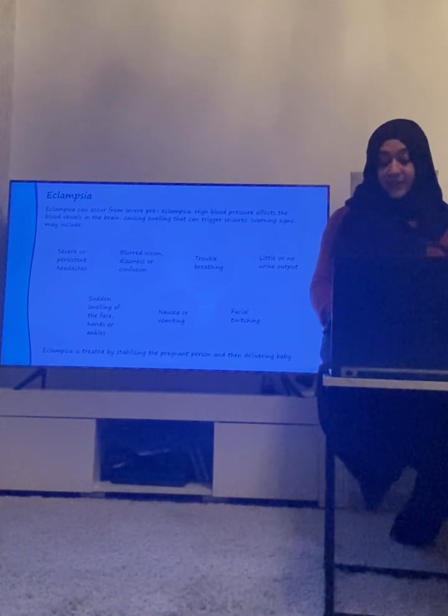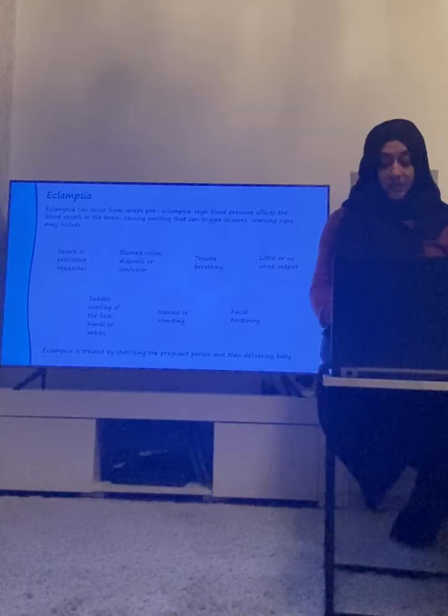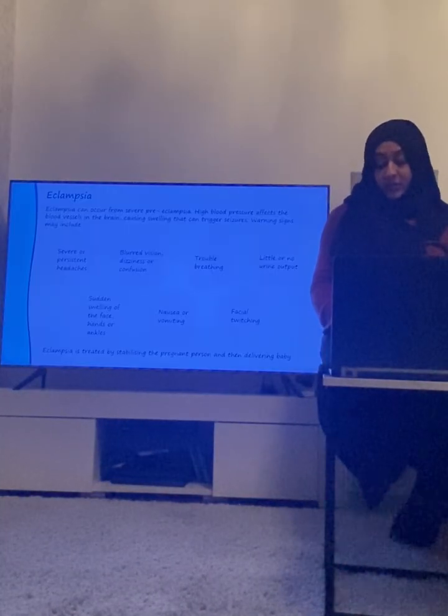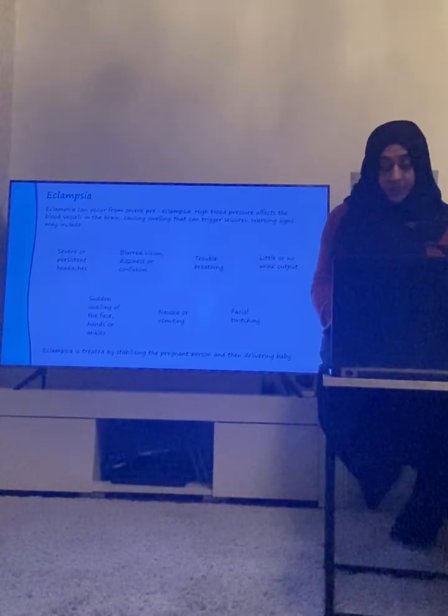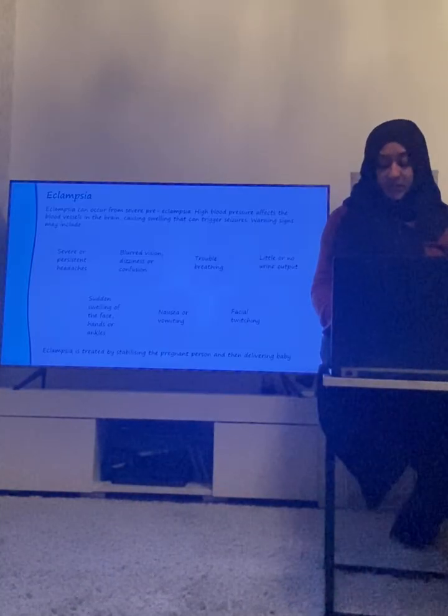Eclampsia is treated by stabilizing the person and then delivering the baby. The first step is to control seizures using medication and magnesium sulfate. Blood pressure is closely monitored, and once stable, labour may be induced. It's common to give birth by caesarean section, but some people can opt for vaginal delivery.